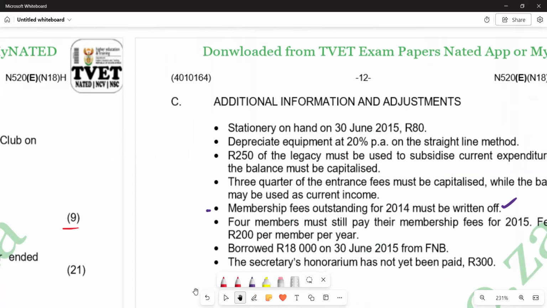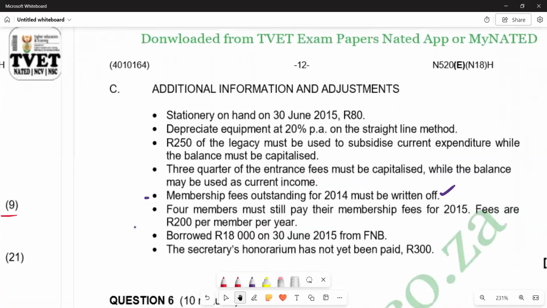So we have the next point, which is saying here that 4 members must still pay their membership fees for 2015. Fees are 200 rands per member per year. So what does it mean? It means we have 4 members that are still outstanding. So this is an accrual of membership fees, whereby 4 members each pay 200. So 4 times 200 gives you 800. So the outstanding amount is 800. This is the accrual at the end.